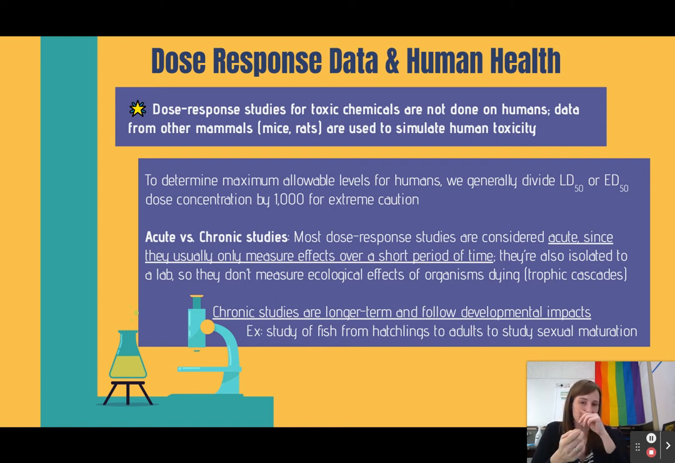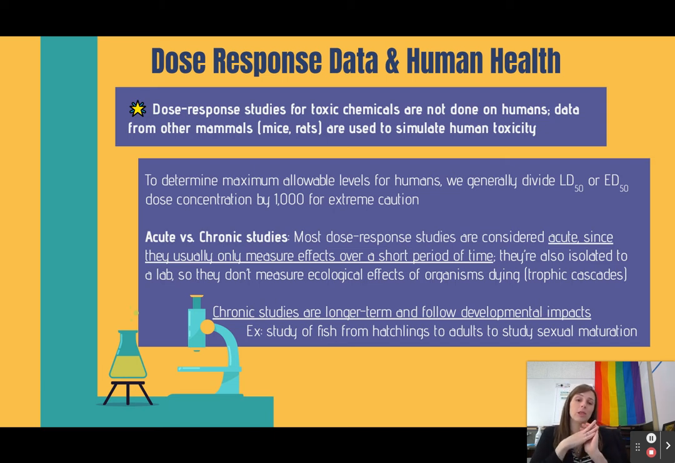The way that we do these studies, they're broken down into two types of studies. It's called an acute study versus a chronic study. Most dose response studies are considered acute, which means they only measure effects over a short period of time. They're also going to be isolated in a lab, so they don't measure ecological effects of organisms dying, the trophic cascades, which is why we said DDT was safe and then come to find out it was not safe at higher trophic levels, because a lot of these studies are done in small, short periods of time, in isolated labs. They are not chronic studies usually.